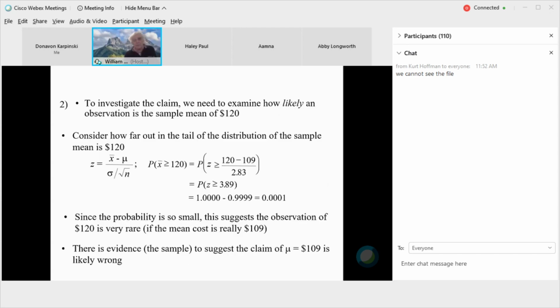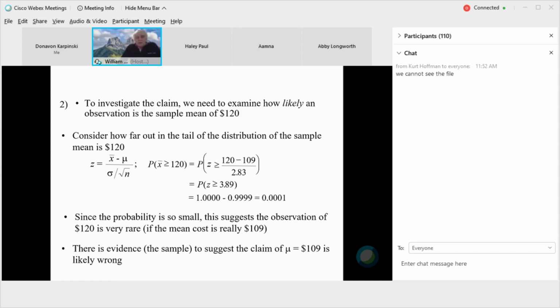In the second question, I'm asking whether the $120 is large enough to refute the claim that the average price was 109. To do that, we calculate, if the average cost was 109, the probability of getting a value that large or larger. That's equivalent to the probability Z is greater than 3.89. The chance of that is 0.0001, 1 in 10,000.